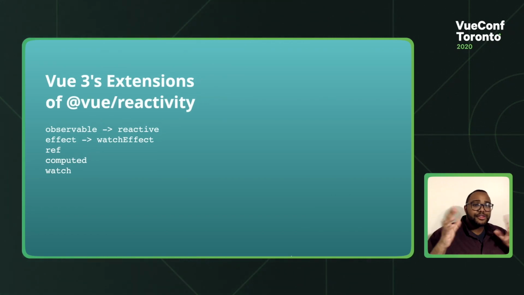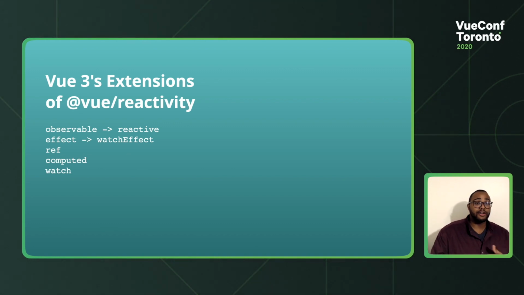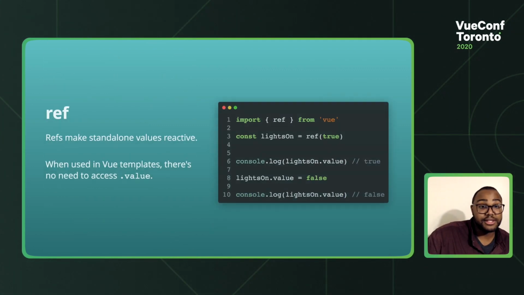So, Vue 3's extensions of the reactivity module. Like I said, observable was renamed to reactive. There was a value called effect that was renamed to watchEffect, which I'll go over in a second. We got refs now, computeds, and watch. It's all sort of amazing stuff.